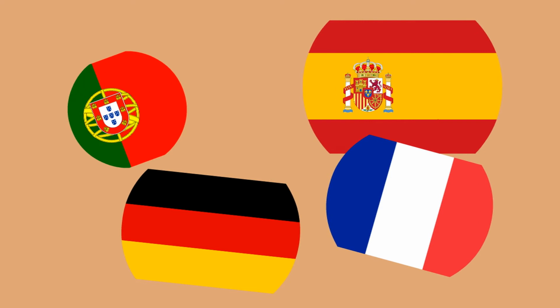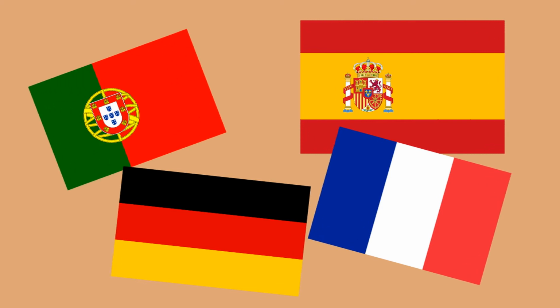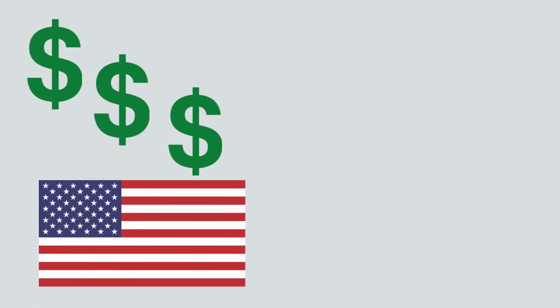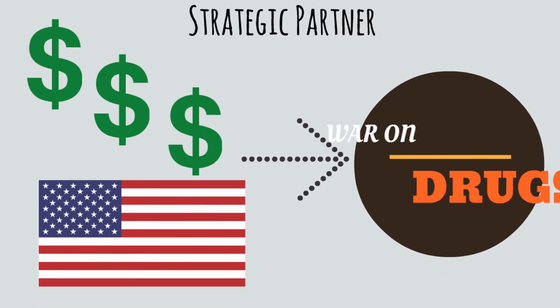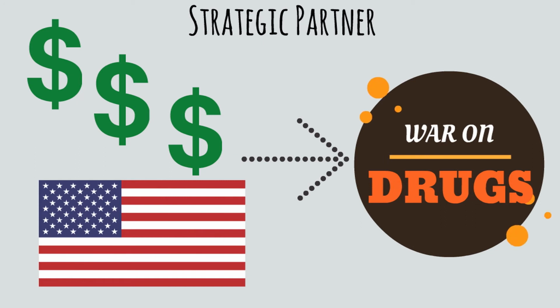This trend is also seen in other former imperial powers. An example of strategic partner-targeted aid is the United States giving large sums to countries like Colombia in support of the war on drugs.